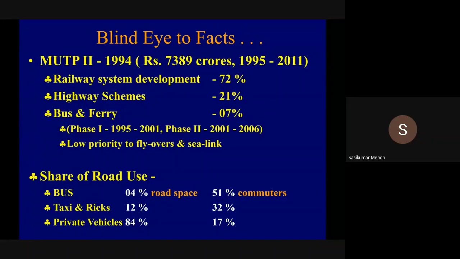Now, why did they say this? They had a beautiful survey which said that in Mumbai, 4% of the road space is used by buses, but it carries 51% of our commuters. Similarly, taxis and rickshaws take about 12% of the road, and they carry 32% of our commuters. Whereas private vehicles take 84% of the road space, and only 17% of commuters travel by that.